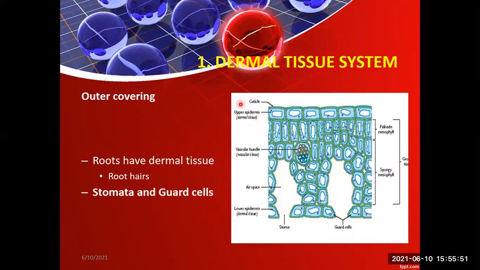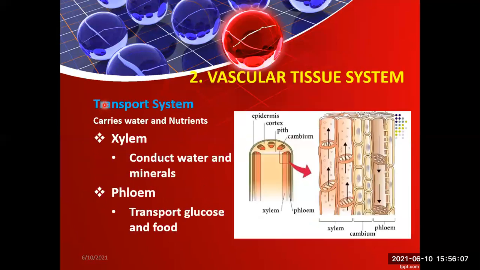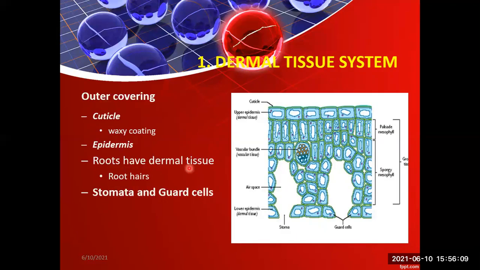The dermal tissue system. This is the outer covering, consisting of the cuticle. Cuticle is the waxy coating. Then the epidermis. Then roots have the dermal tissue or root hairs. Then the stomata and the guard cells. All such structures are included in the dermal tissue system because they are related to the epidermis or the outermost layers of the leaves, stem, as well as the root systems.